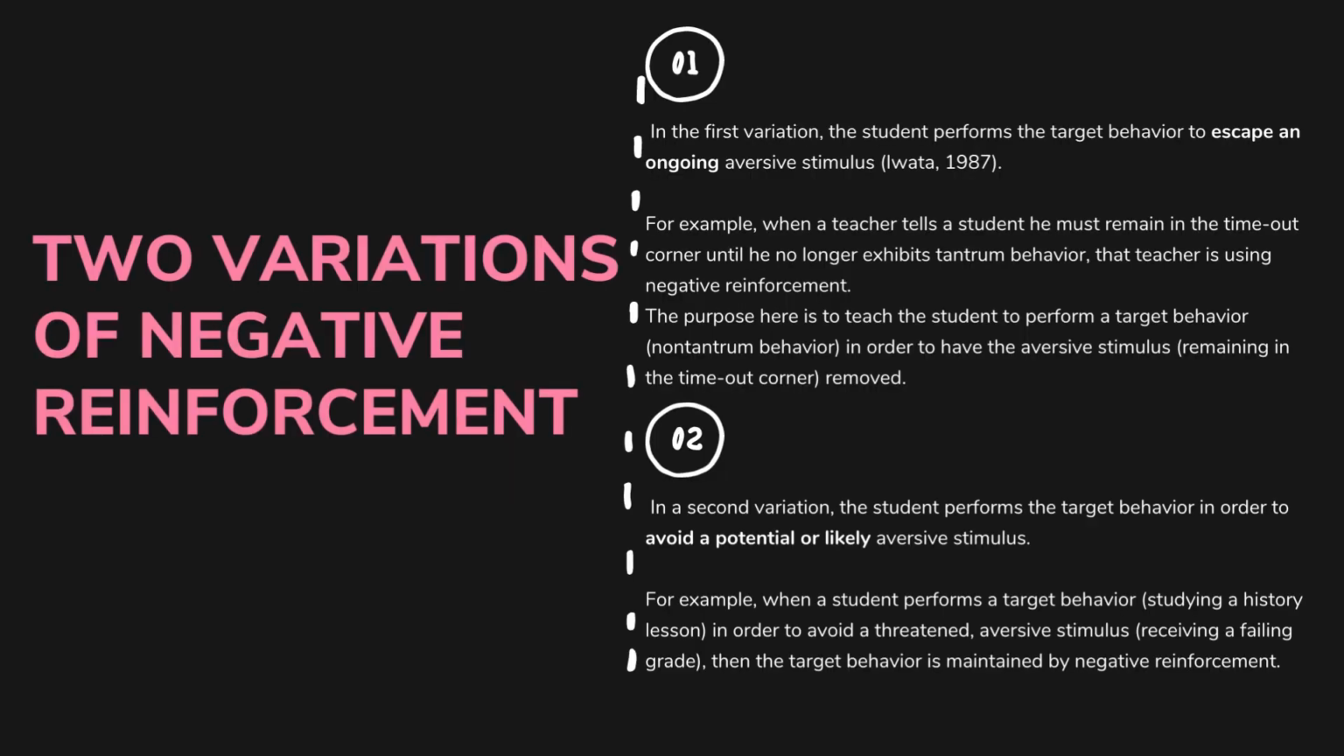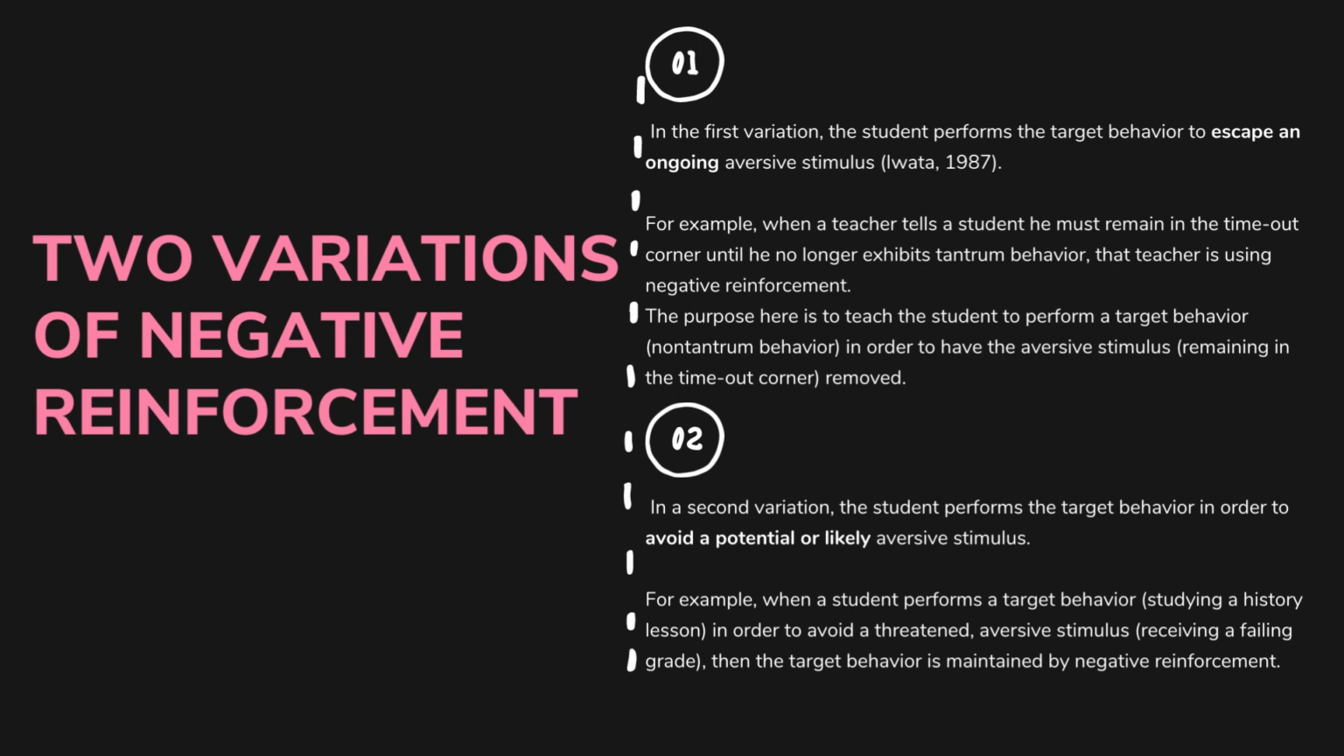There are two variations of negative reinforcement. The first one is the student performs the target behavior to escape an ongoing aversive stimulus. For example, when a teacher tells a student he must remain in a timeout corner until he no longer exhibits tantrum behavior, the teacher is using negative reinforcement. The purpose here is to teach the student to perform a target behavior, a non-tantrum behavior, in order to have the aversive stimulus, remaining in the timeout corner, removed.